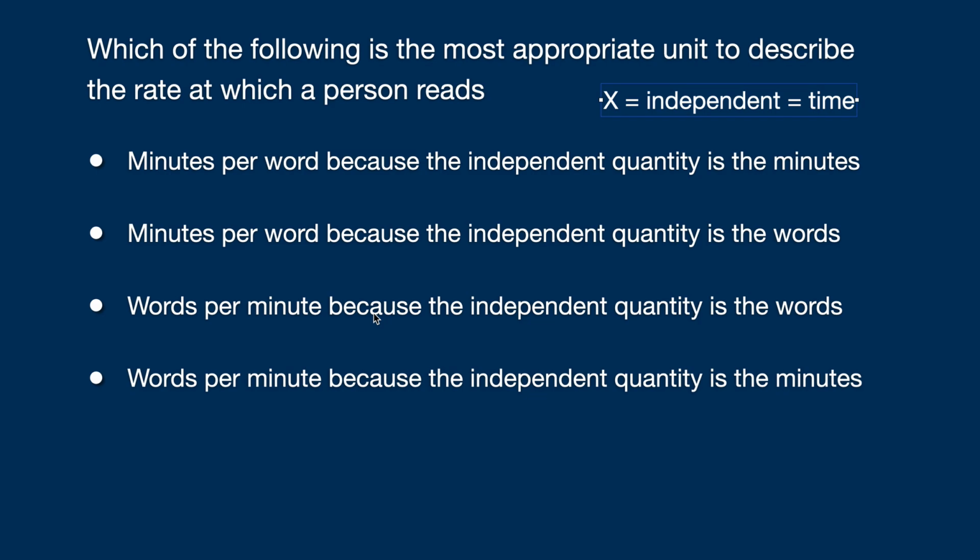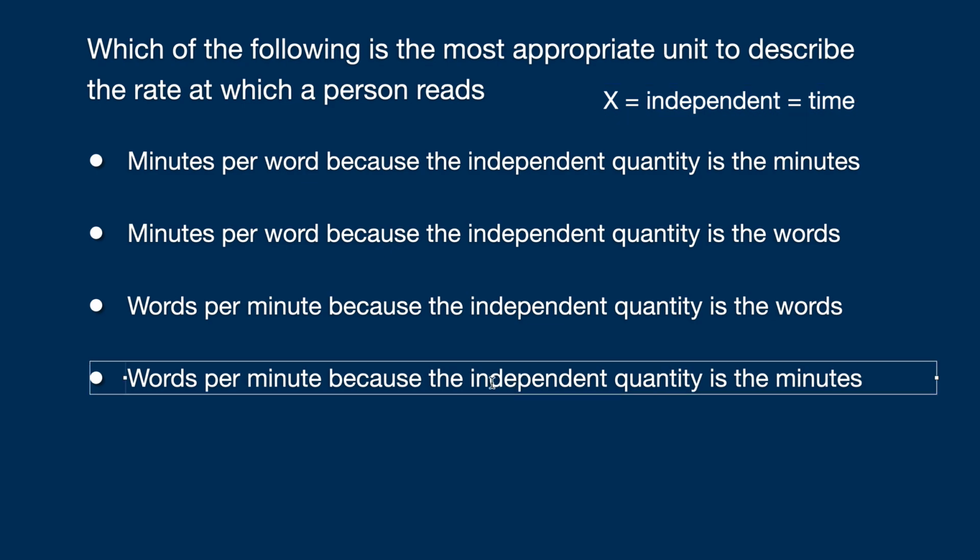Do they read 2 words per minute, 10 words per minute, 100 words? So 100 words per minute would be pretty fast. 1 word per minute would be pretty slow, because the independent quantity is the minutes. So the independent quantity, again, x, that's going to be the minutes. So that's the descriptive modeling quiz. Hope this video helped.